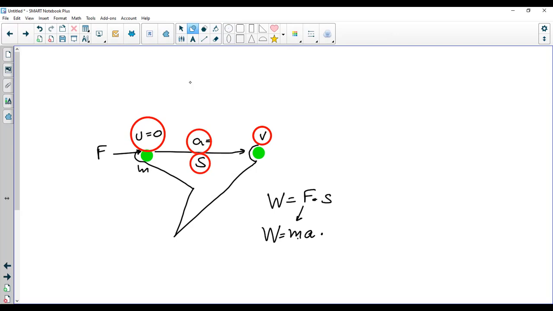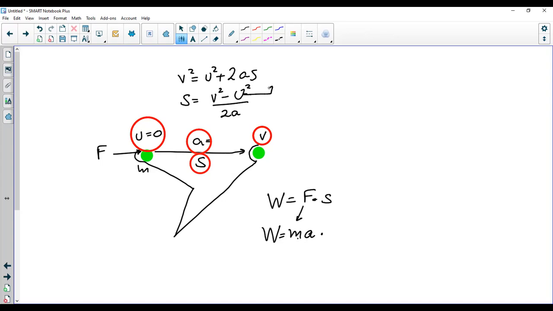Which one is that? v squared is equal to u squared plus 2as. So what do I need? I need s. So s will be equal to v squared minus u squared upon 2a. Is that right? So what is u? As we throw in this case, u is 0. Got it? So we get s is equal to v squared upon 2a.